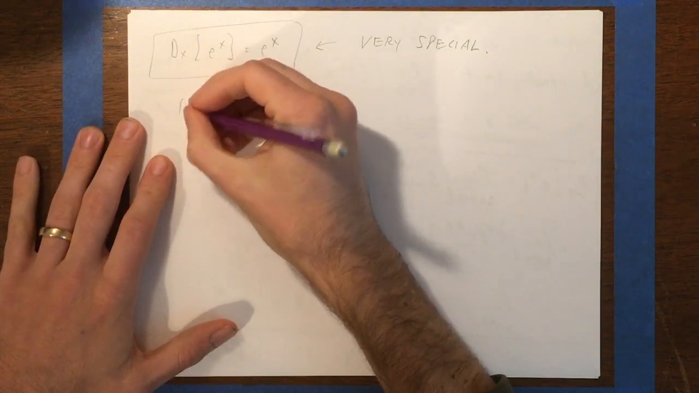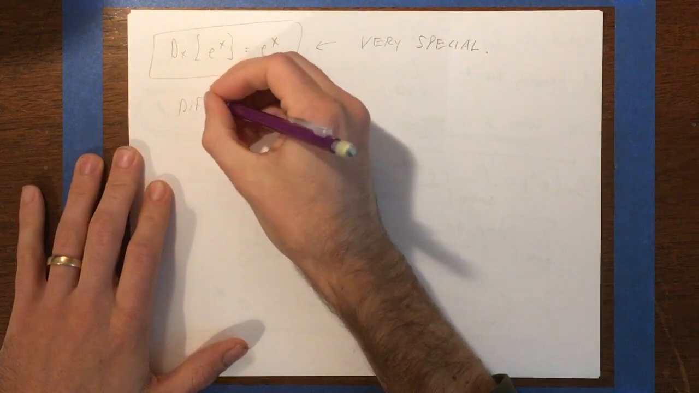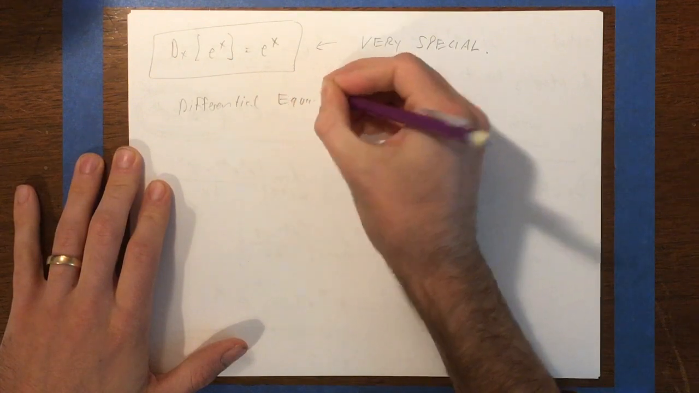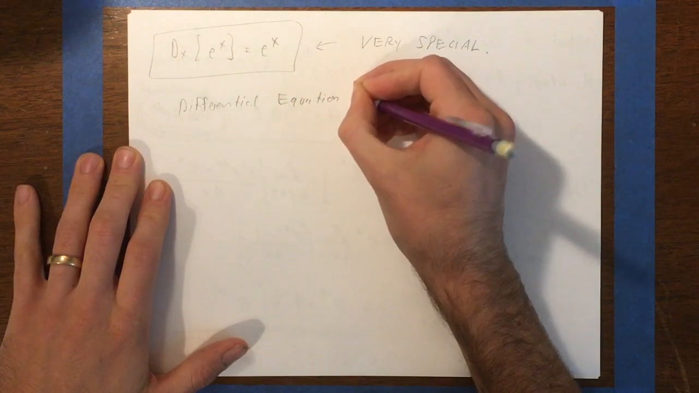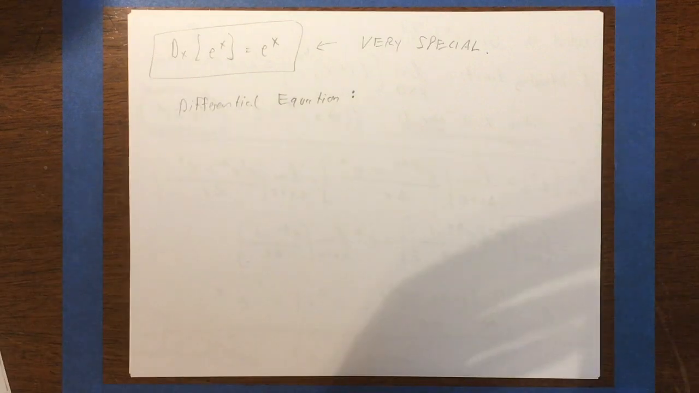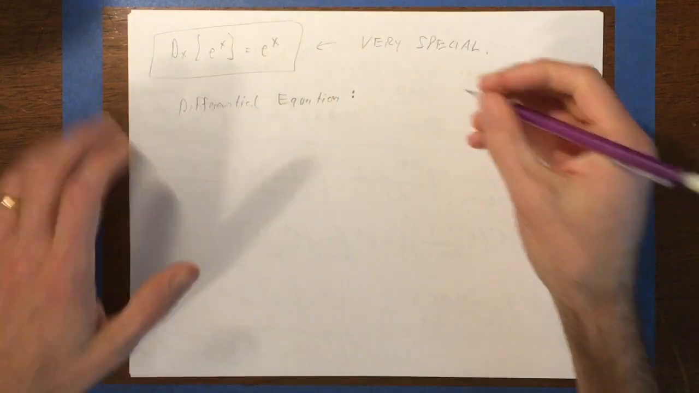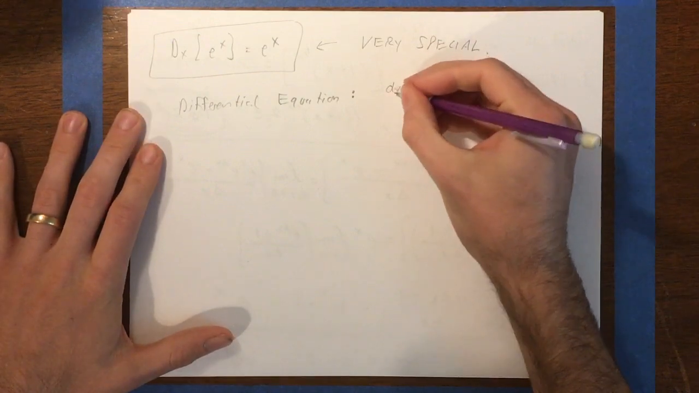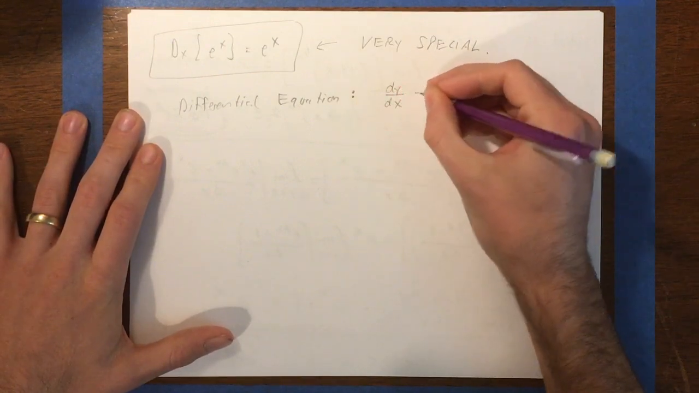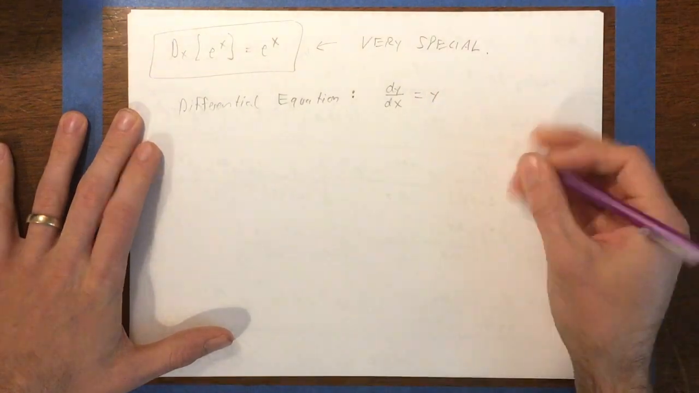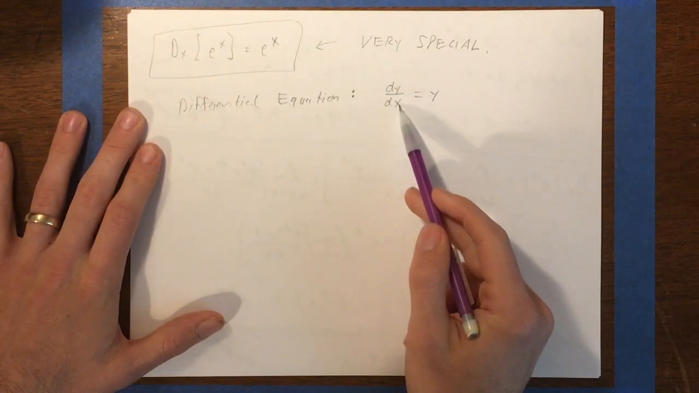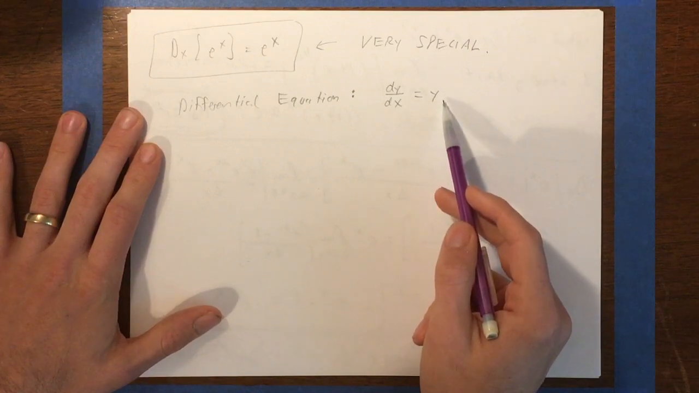So there's this notion of what's called a differential equation, which is like an equation that says something about a derivative of a function and the function itself. So if we make an equation that says, let's say, the derivative of y with respect to x equals y, this is essentially saying exactly what this is, right? It's saying the derivative of the function y equals y itself.